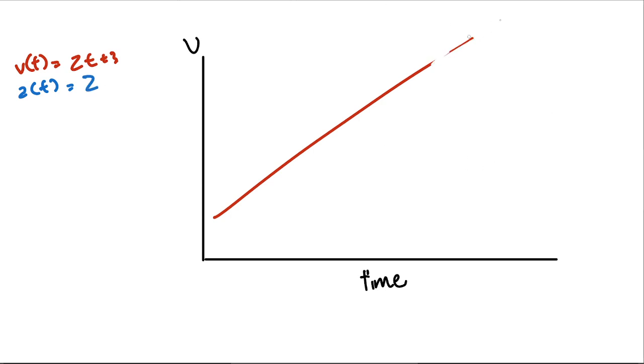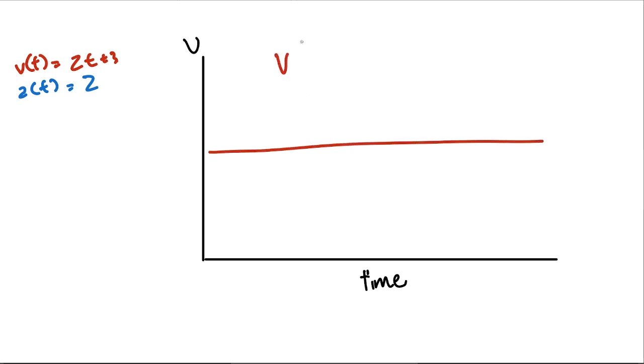Let's erase this. So next, what if we have something like this? v of t is equal to, I don't know, 10 or something. There's no slope. The slope is 0. It's not changing at all. So our acceleration is going to be 0. Okay, final thing. I'm not going to write this on the side because that was kind of easy.